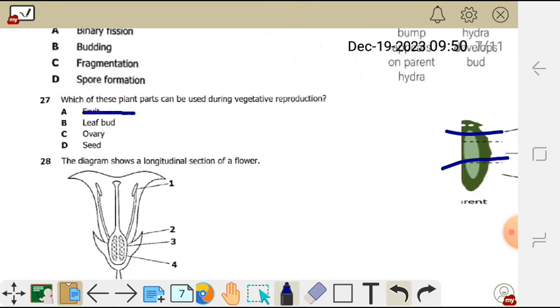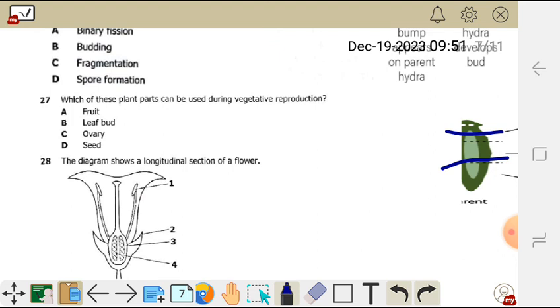Question 27. Which of these plant parts can be used during vegetative production? So during vegetative production, which of these parts of a plant can be used? A, fruit. B, leaf bud. C, ovary. And D, seed. To get this question correct, you must know what vegetative reproduction is.